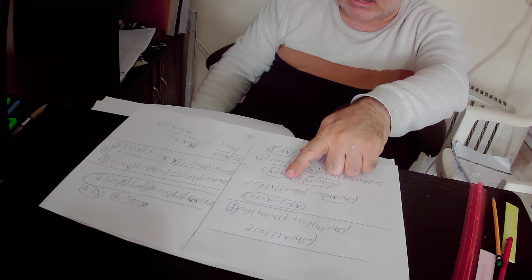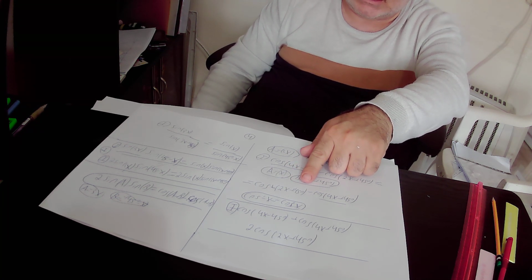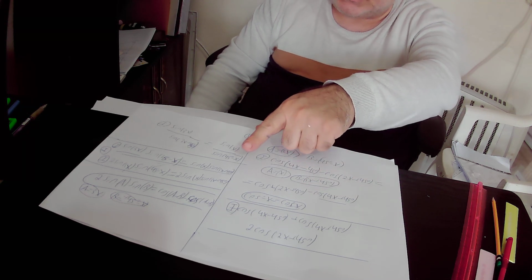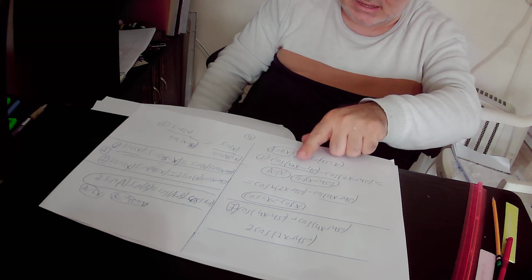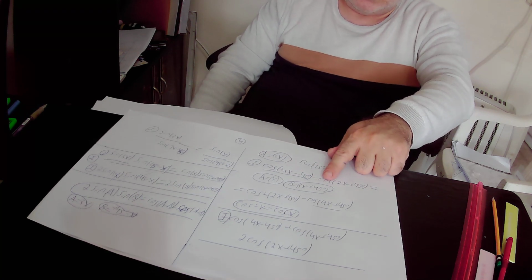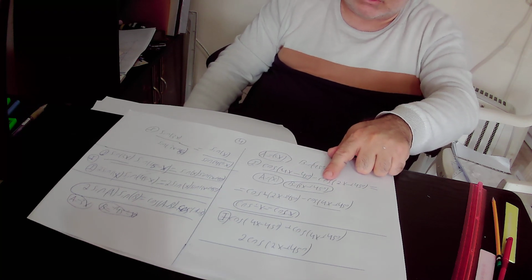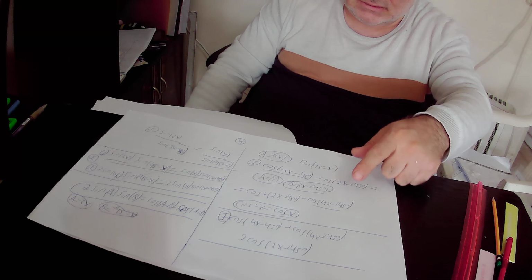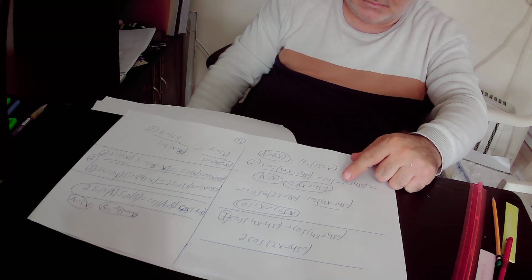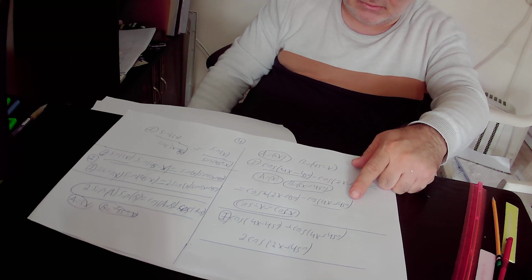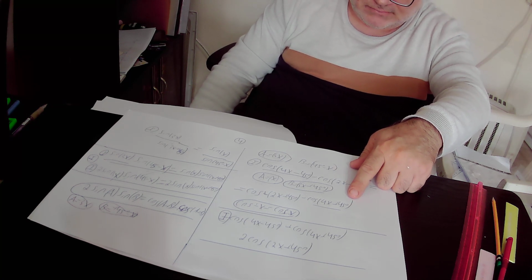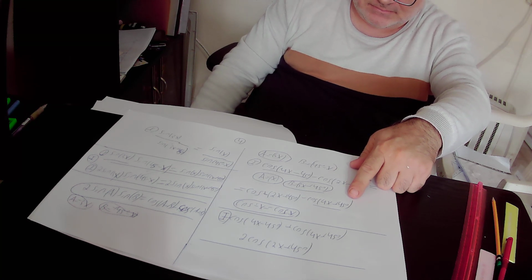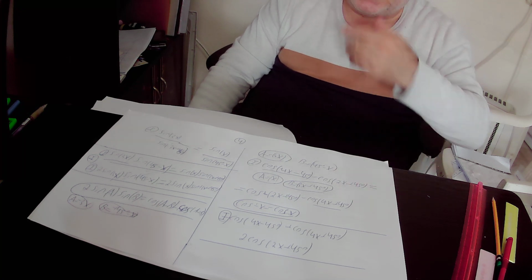So we did it and we got cosine (2x plus 45 degrees), and we also have to subtract cosine (A plus B). What is cosine (A plus B)? A is x and B is 3x plus 45 degrees. x plus 3x is 4x, and 0 plus 45 degrees is 45 degrees. So we got here cosine (4x plus 45 degrees). Okay.